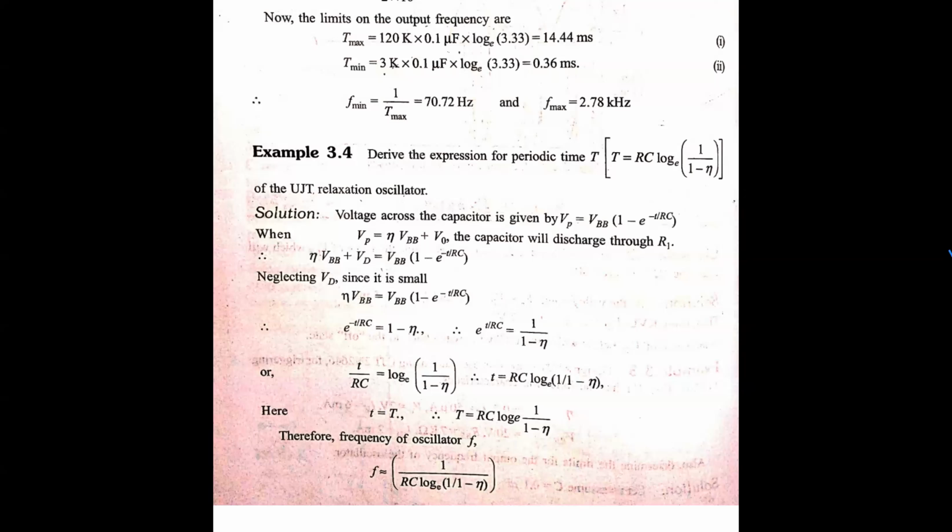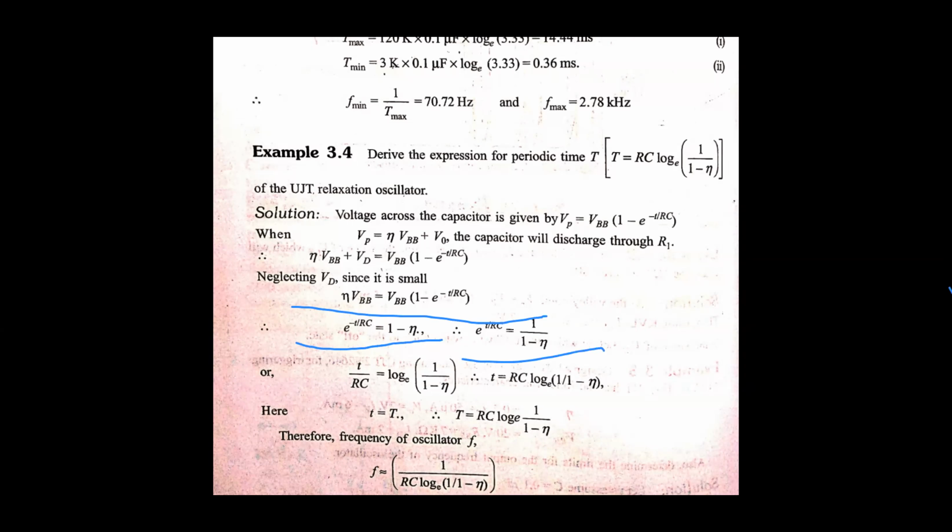So the intrinsic standoff ratio into VBB is equal to VBB into 1 minus e to the power of minus T divided by RC. VBB will get cancelled, and I will take the 1 minus eta to that side. So it is going to be e to the power of minus T by RC equal to 1 minus eta. Then I will remove the minus, and I will have e to the power of T by RC equal to 1 divided by 1 minus eta.